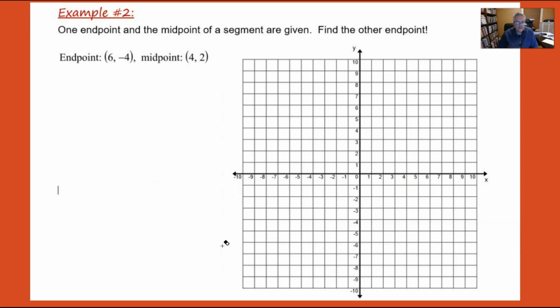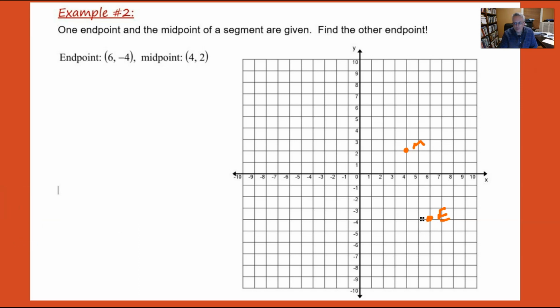Okay, well, let's take a look at another example here. We have the point 6, -4. That's an endpoint, so 6, -4 is about right there. And the midpoint is at 4, 2. X equals 4, y equals 2. So this is the first endpoint. This is the midpoint. And we can tell that the other endpoint is going to be up here somewhere, right? So let's see how we got there.